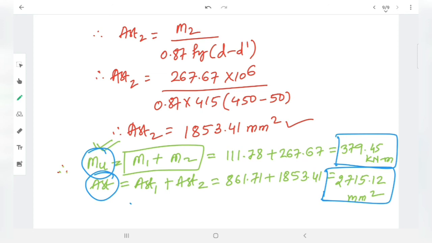The data is not given sufficiently, so this step is to be followed. He has mentioned to make the section fully effective, because in this problem he has not mentioned any value of AST. But he has given a hint that you need to find out using the balanced section. In that case M1 will be equal to MU limit. Using that we have calculated the value of MU as well as AST. I think you understood the concept.